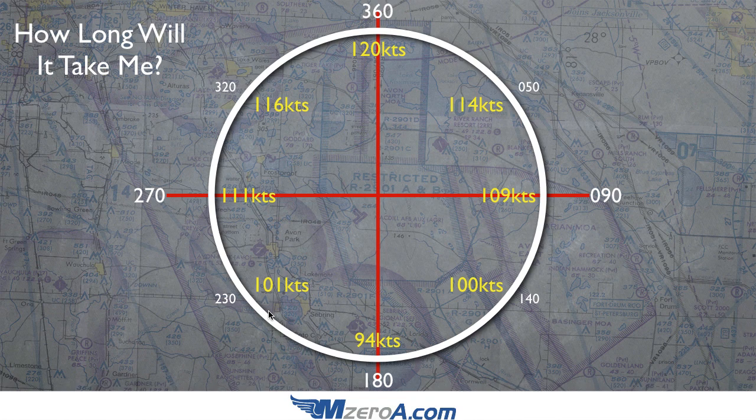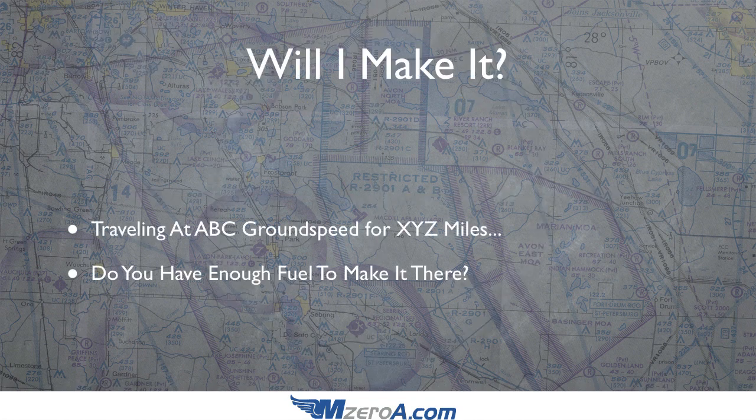And the last question is, will you make it? So now you've got to solve a simple equation. Traveling at ABC ground speed, whatever that ground speed was, 116, whatever we said it was going to be, for XYZ miles, do I have enough fuel to make it there? So traveling at this speed for this distance, do I have enough fuel to make it there?